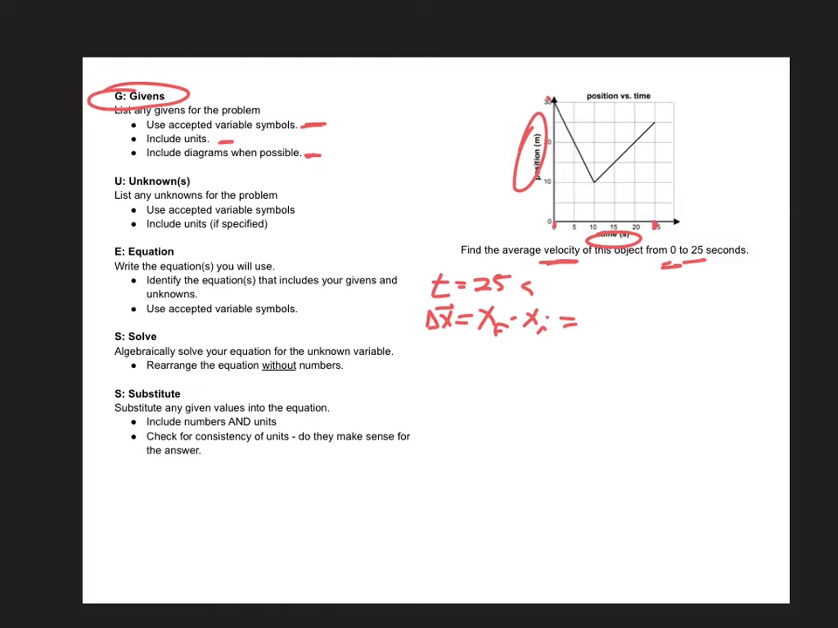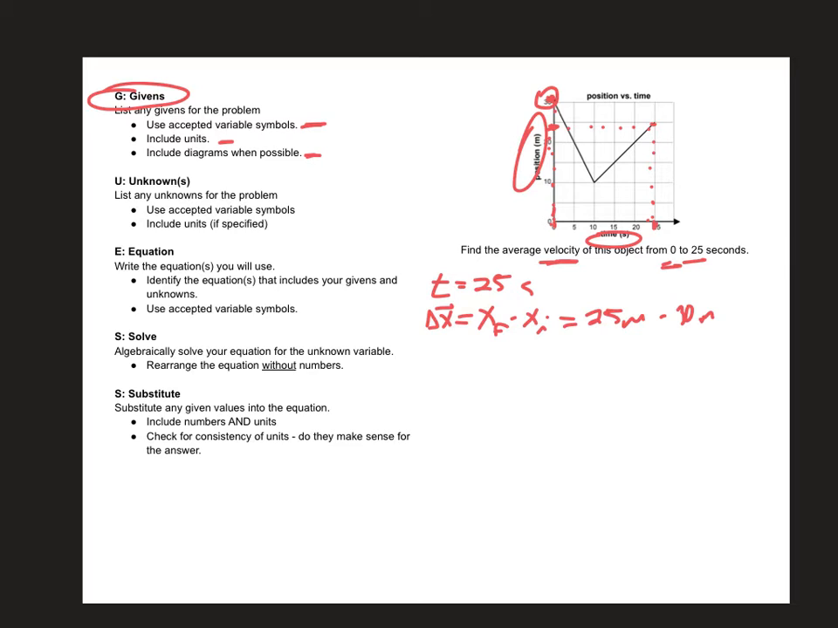So what does that look like, or how am I going to do that? Well, my final position at 25 seconds, I follow it up here, and I see that at 25 seconds it was at a position between 20 and 30 meters. Well, what would that be? Smack dab between 20 and 30 would be 25 meters. So at my final time of 25 seconds, I see it's at 25 meters. All right, what about my initial position? Where did that object start?